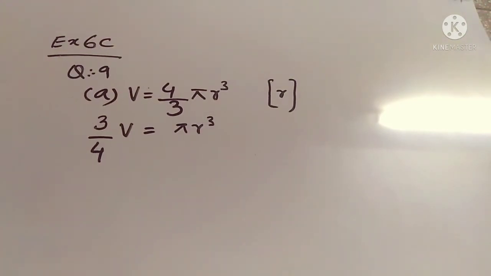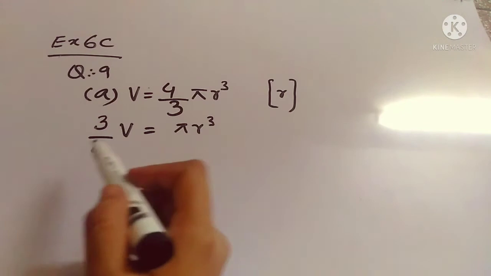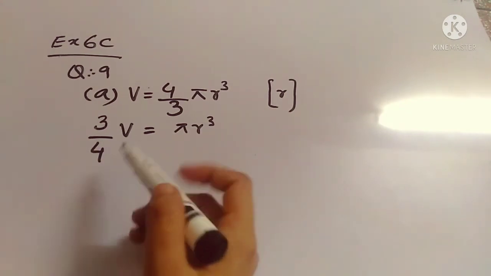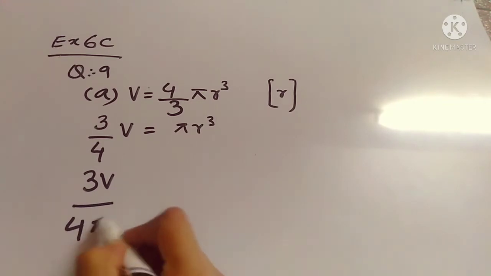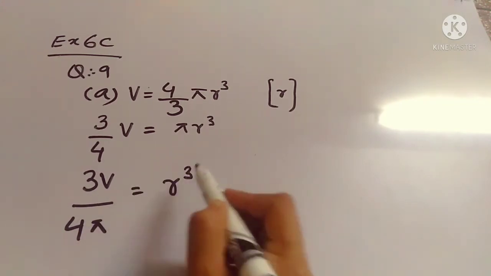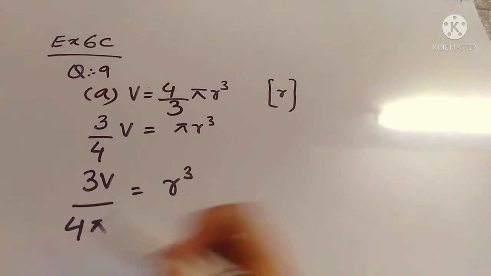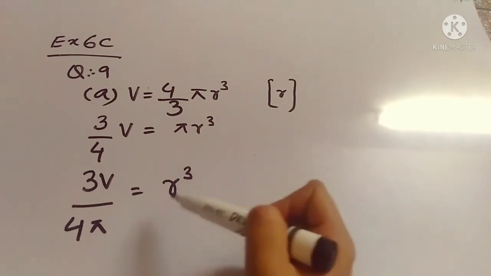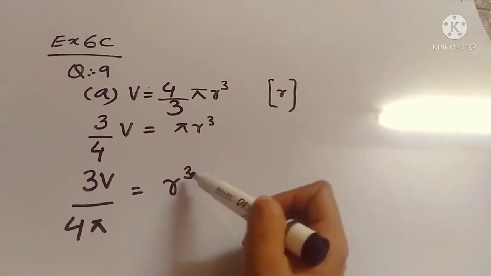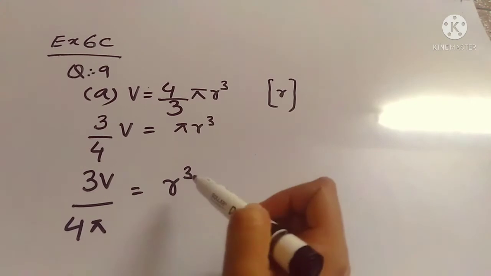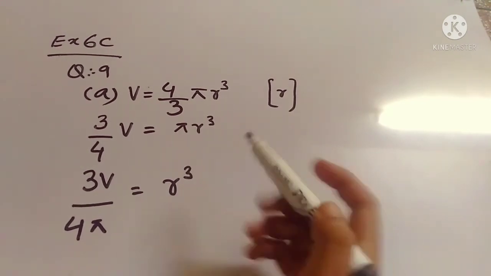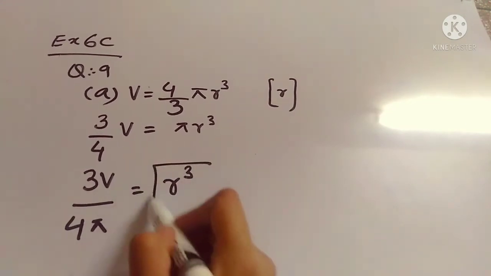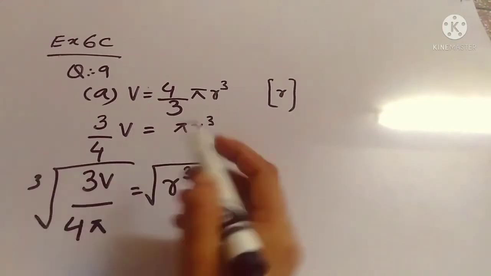Now you can see that pi is multiplying with r cube. So when it comes to this side, it will be divided by pi, so it becomes 3v over 4 pi is equal to r cube. We have to make r the subject, as given in the bracket. So we need to remove this cube. Whenever you want to remove this cube, you have to take the cube root. Okay. When you take the cube root, what will happen?